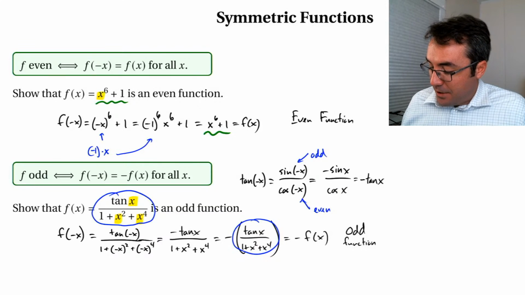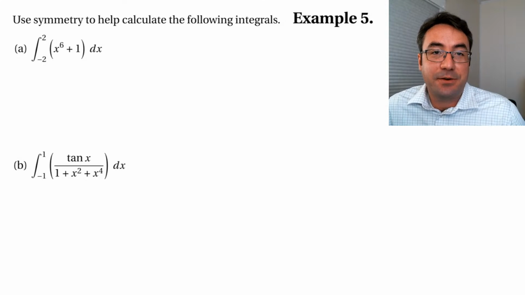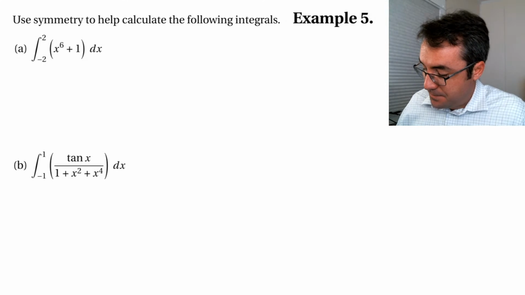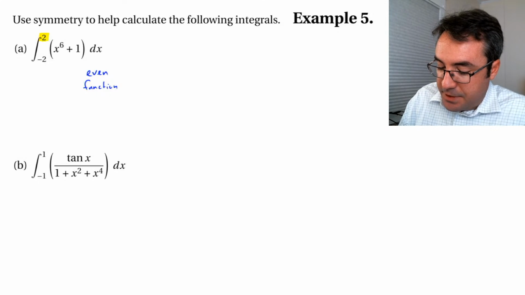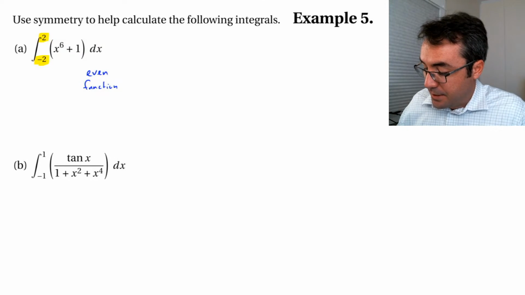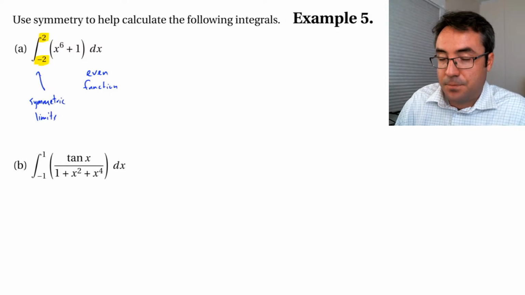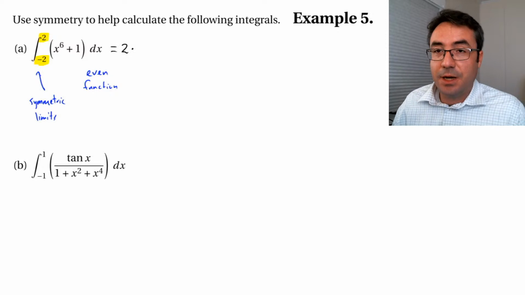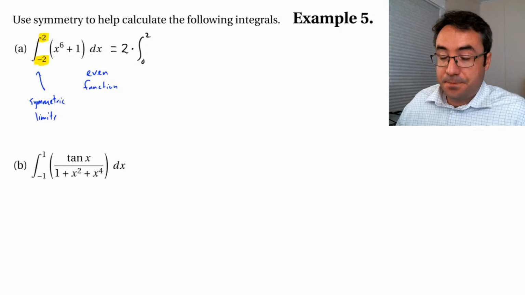All right, so let's use that symmetry to help us with these definite integrals. Let's start with the first one. We're going from negative 2 to positive 2 of x raised to the power 6 plus 1. We showed that that was an even function. And because our limits of integration are symmetric, that's the other thing we need to check, going from negative 2 to positive 2, we can use the symmetry property that says this is equal to doubling the integral but shortening our interval. So we're going to double the integral from 0 to 2 of our even function.